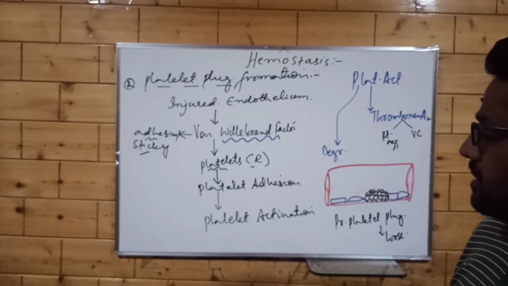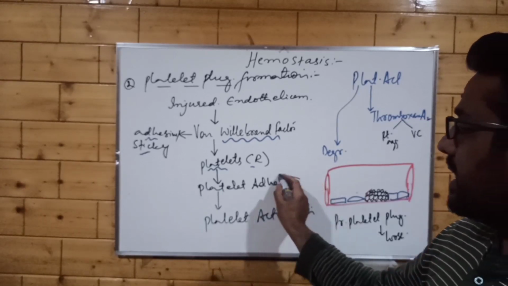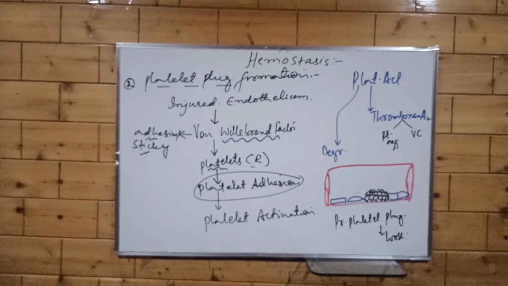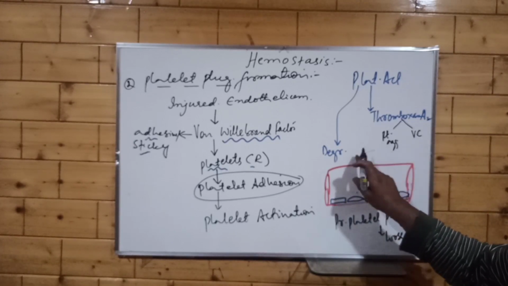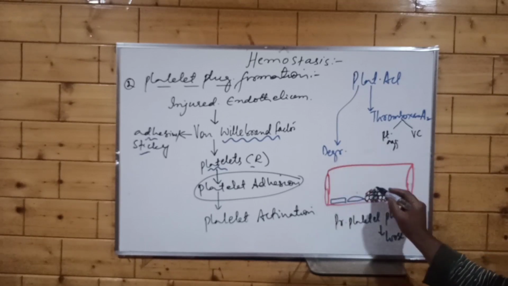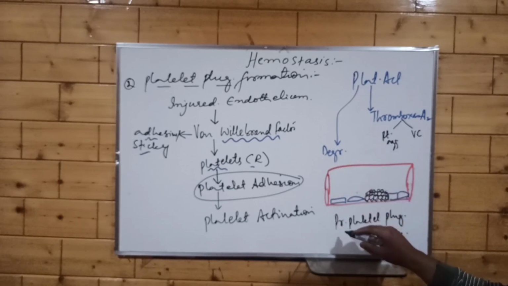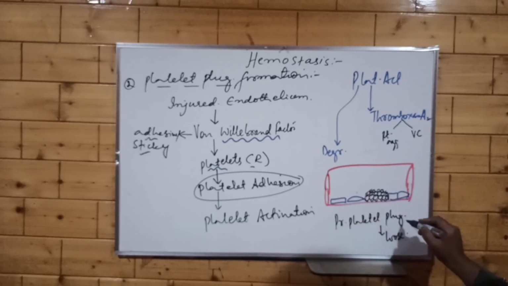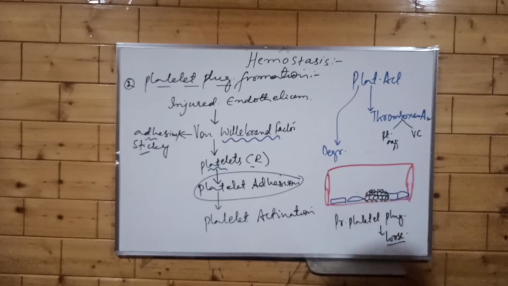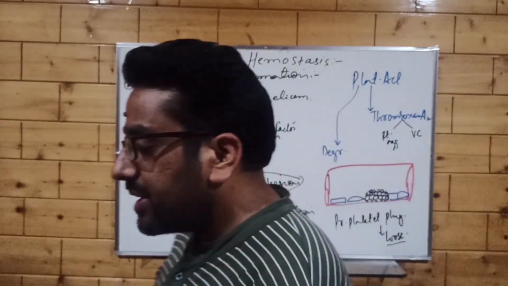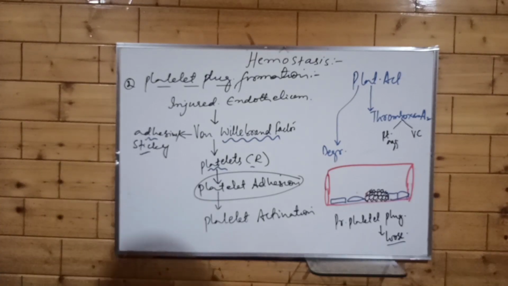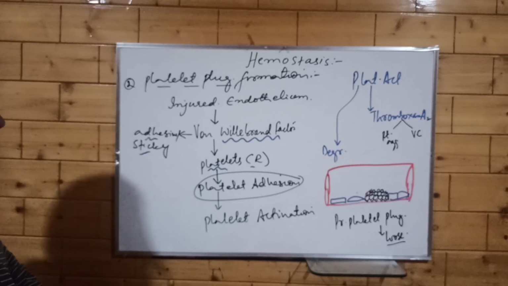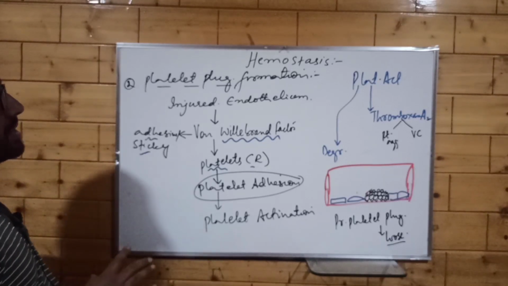So two important things here: platelet adhesion, and then platelet aggregation. Platelet aggregation will result in formation of the primary platelet plug, which is of course loose. And here we complete this platelet plug formation. Now after that, there is a third step which takes place, and that is called coagulation, and that we will discuss in the next video. You should revise these two steps first.